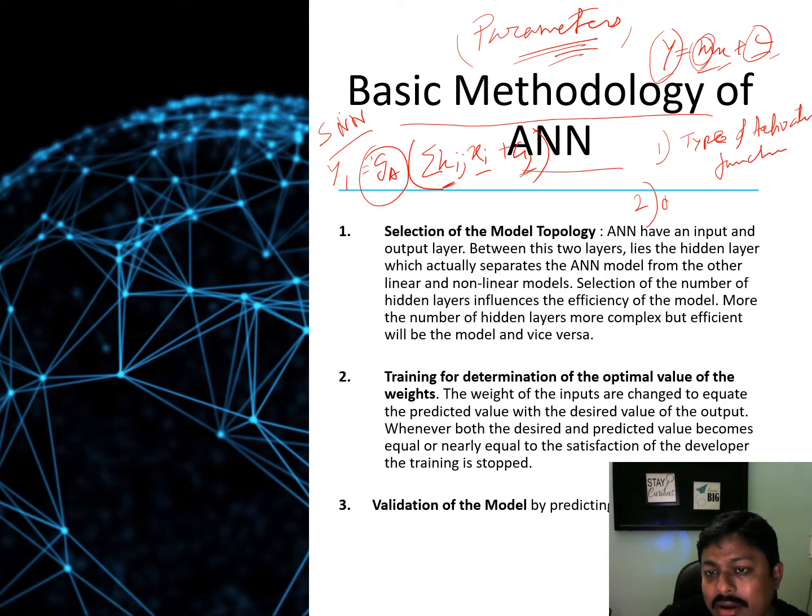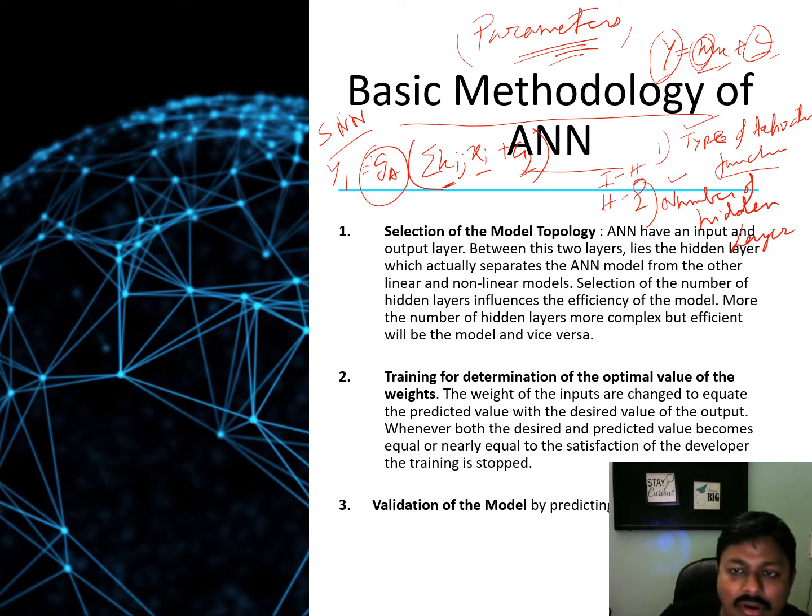Second is the number of hidden layers. I have already discussed this. The more hidden layers, yes, accuracy will be more, but the requirement of computational infrastructure and the complexity of the model will also increase, right? So you have to decide how many hidden layers you want to use and what type of activation function. The activation function for input to hidden and hidden to output can be the same or they can be different.